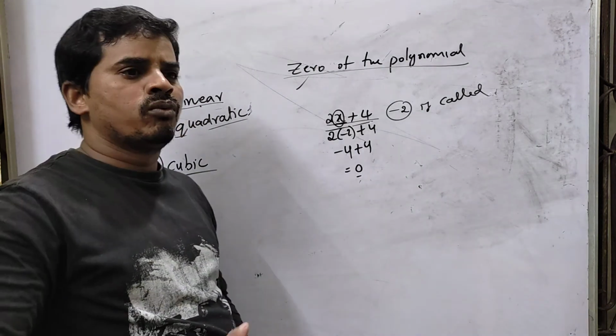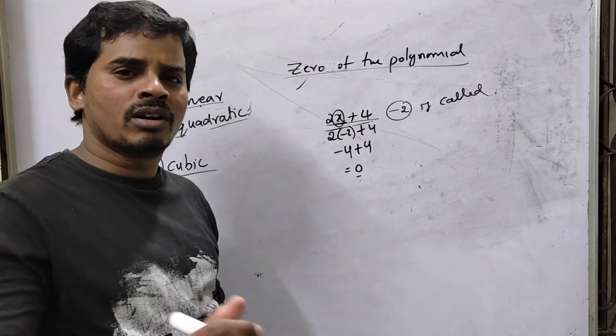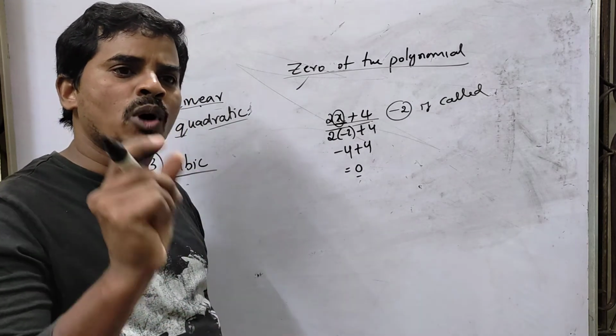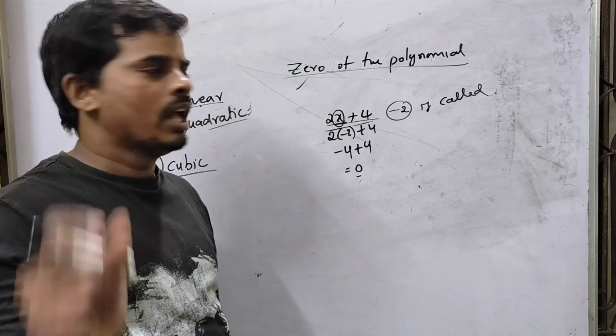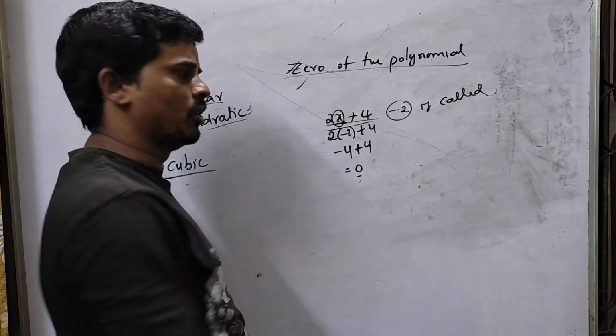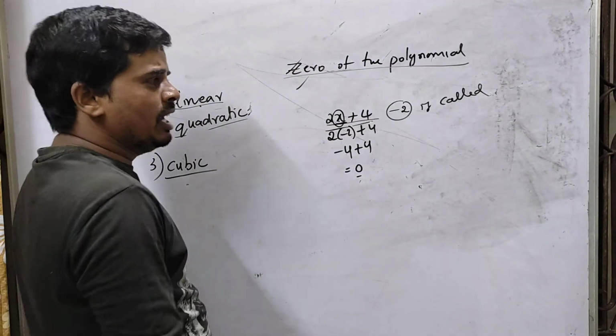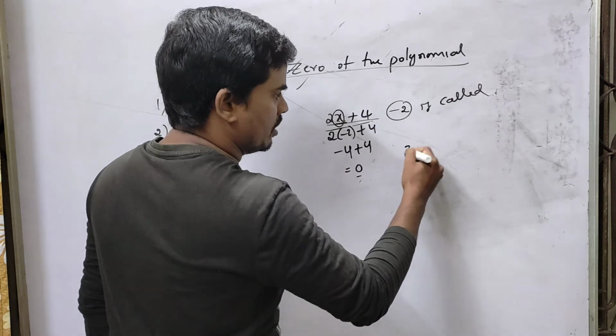For what value of the variable does the polynomial value become 0? That is called the zero of the polynomial. Okay. And one more example I will give you.